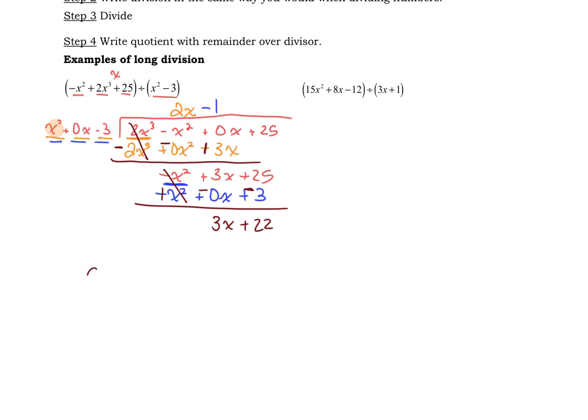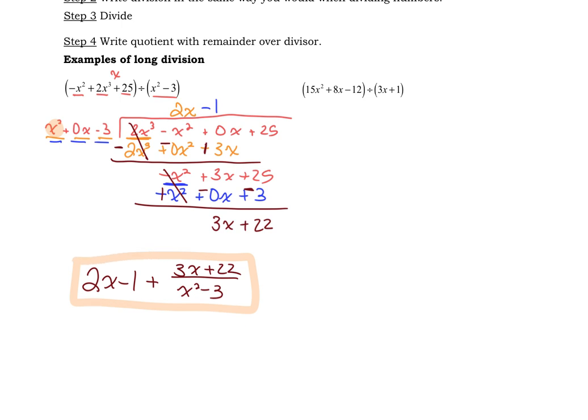So my quotient is 2x minus 1, and then we're going to take the remainder, 3x plus 22, and put it over the divisor, which is x squared minus 3. And that is long division.